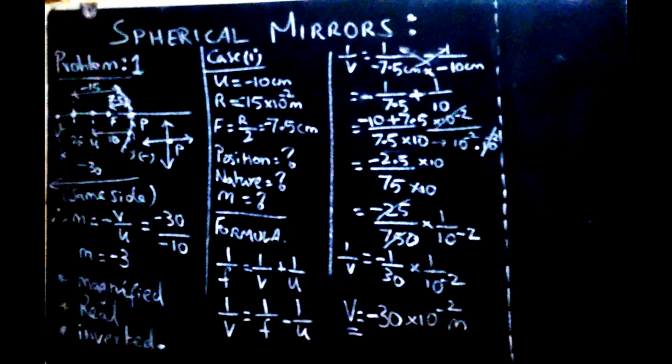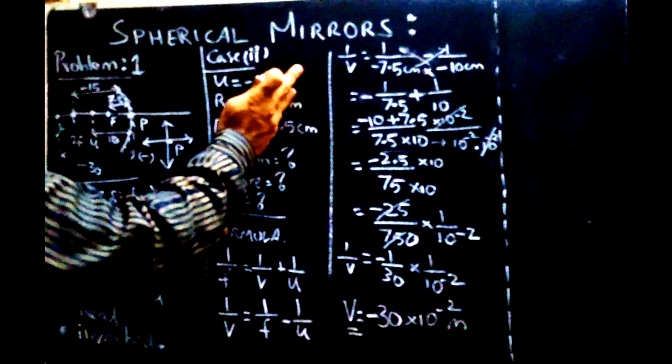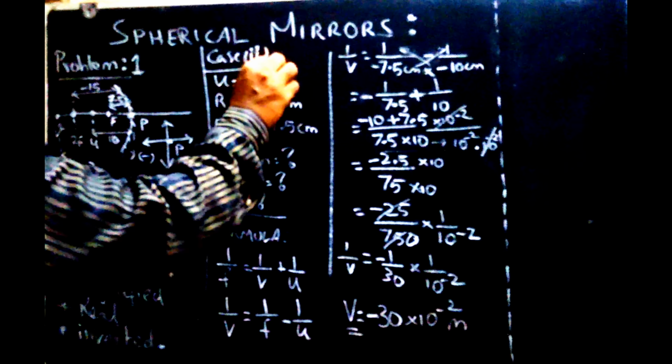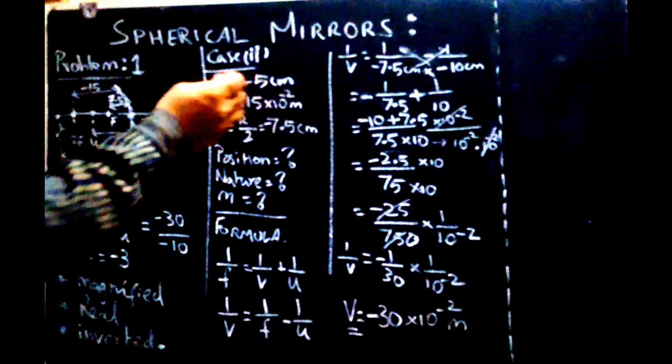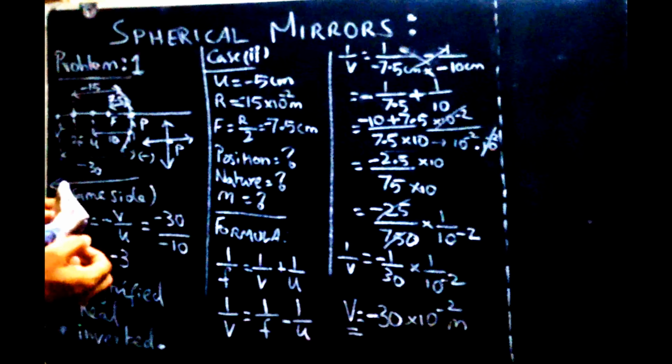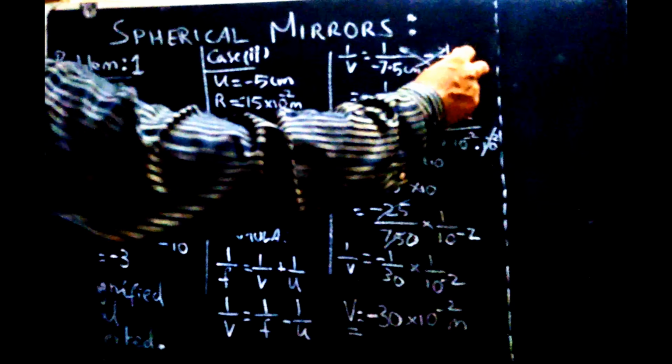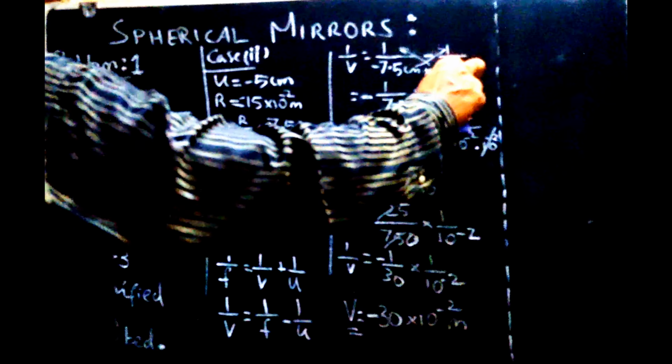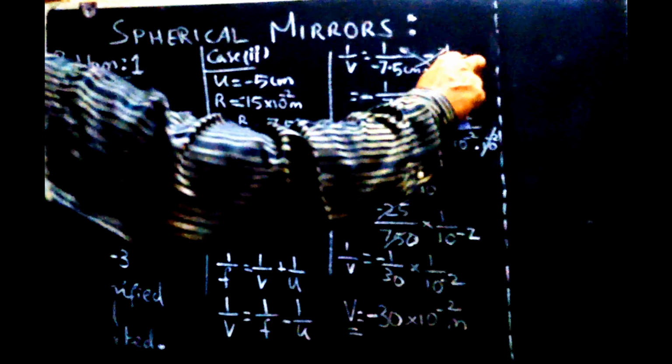Now I am going for the second case. The second case is nothing but you have to change u as 5 centimeter. So u is equal to 5 cm or 5 into 10 power minus 2. There is no change in the radius of curvature and the focal length, so directly apply in the formula. So it is 1 by v is equal to 1 by f minus 1 by u. So 1 by minus 7.5 minus 1 by minus 5.